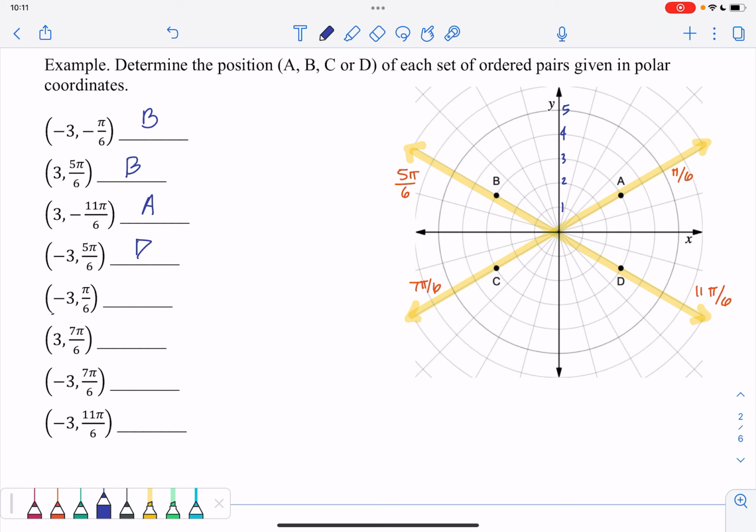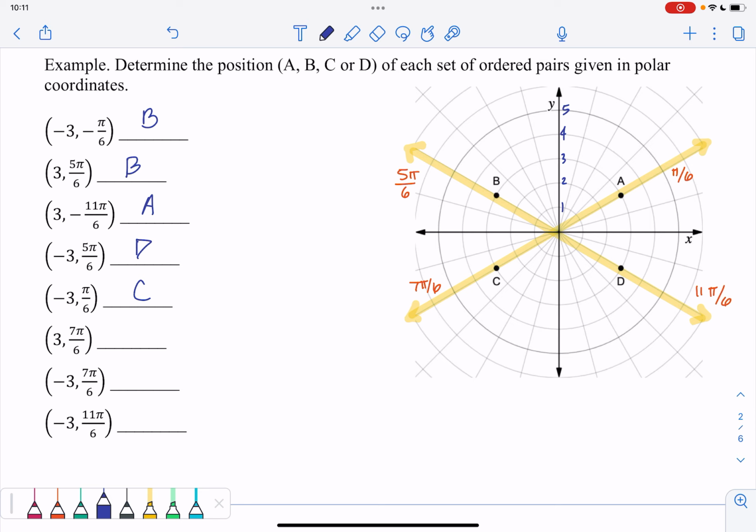What about -3, pi over 6? If I'm at -3, pi over 6, that means start at pi over 6, because you've got to start somewhere, but it says just kidding because of this -3. So actually start walking back the other way. You walk back 3 units the other way and land on C.